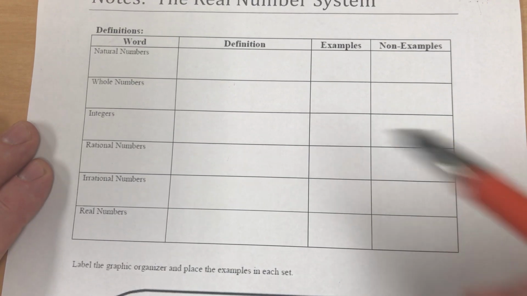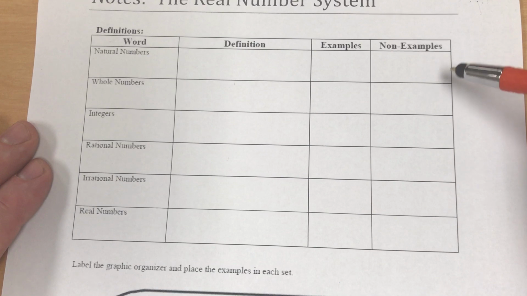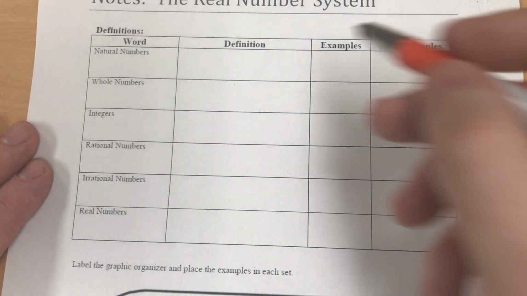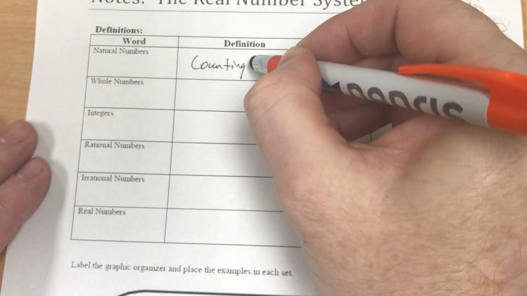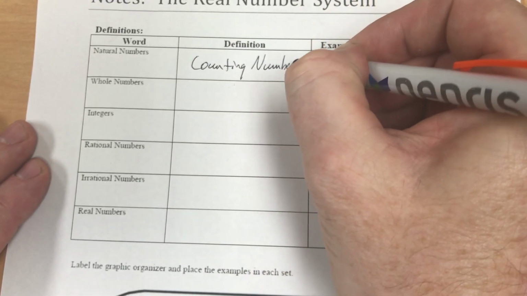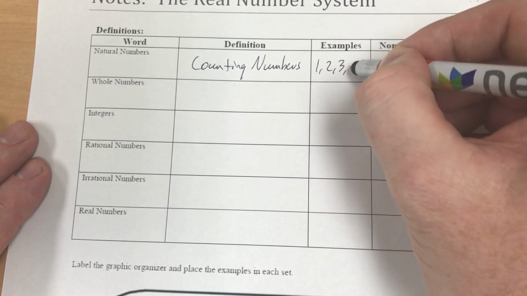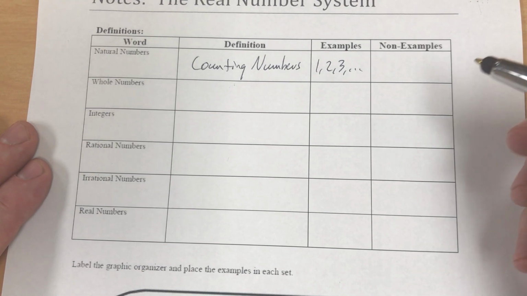Now, as we work our way down this, we're going to do a definition, an example, and then a non-example of each of these numbers. Natural numbers are the easiest for us to identify. We can call these counting numbers. So when we start counting, we start with the number 1, and then we go to 2, and then 3, and so on until we've counted however many items we are trying to identify.